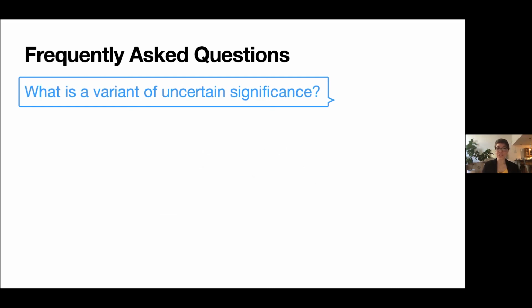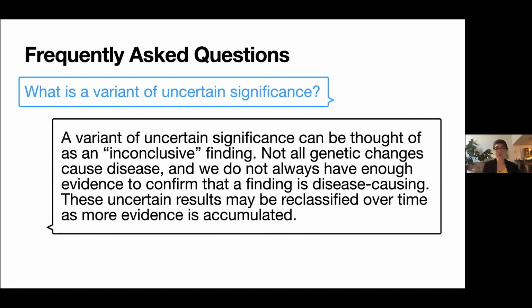And then another really common question we get is, what is a variant of uncertain significance? These are actually really common, and they're going to be even more common in rare conditions like SLC13A5 deficiency. Essentially, we can just consider this to be an inconclusive finding. Not all genetic changes cause disease. If you were to sequence everyone walking around, everyone is going to have genetic changes. It's part of what makes us all unique and different from one another. And sometimes we just don't have enough evidence to know: is this finding just a normal part of who you are, making you unique? Or is this genetic finding disease causing? That is what this uncertain middle ground means, where there's not enough evidence to make that classification.